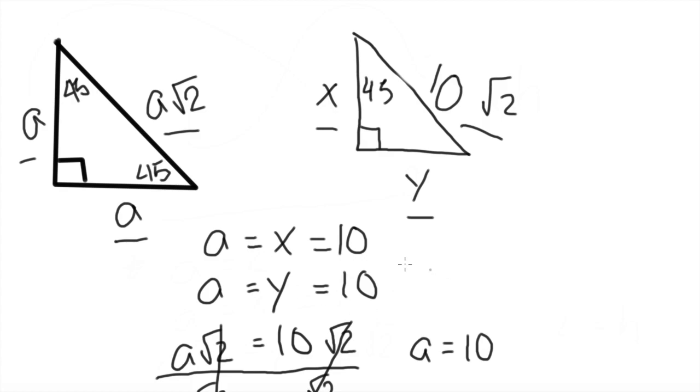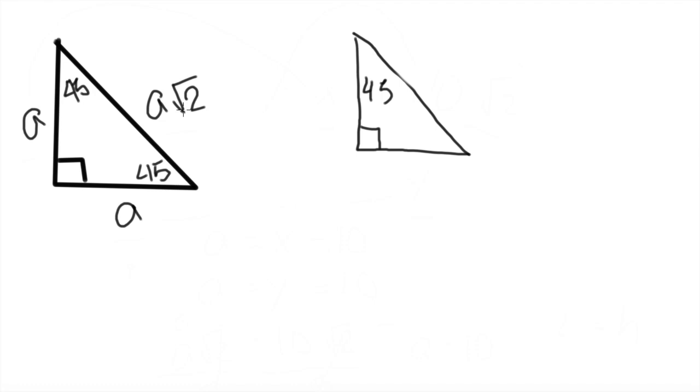Let's try one that's a little bit harder. Let's say I give you that the hypotenuse is equal to 7, and I want you to find side X, and I also want you to find side Y.